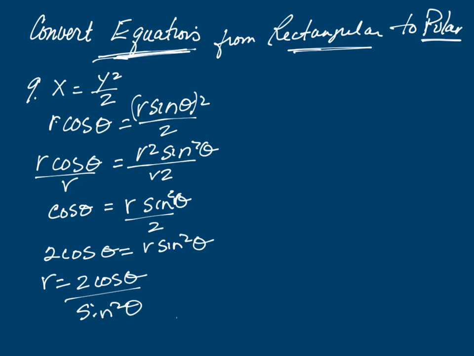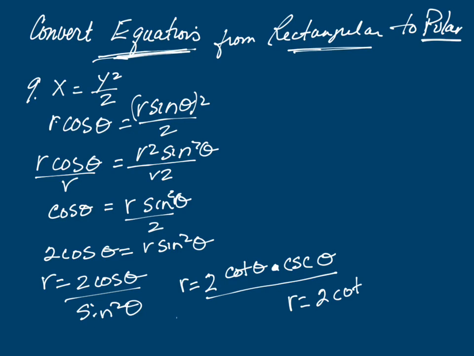And the one cosine over sine would give me a cotangent. So r equals 2 cotangent theta. And then I have a 1 over sine left, so that would be cosecant theta. So 2 cotangent theta times cosecant theta. You can just leave that dot out. So r equals 2 cotangent theta cosecant theta. There we go. So that is number 9.